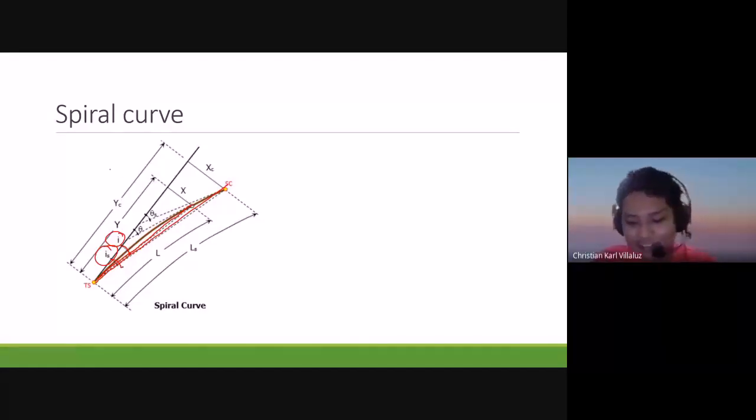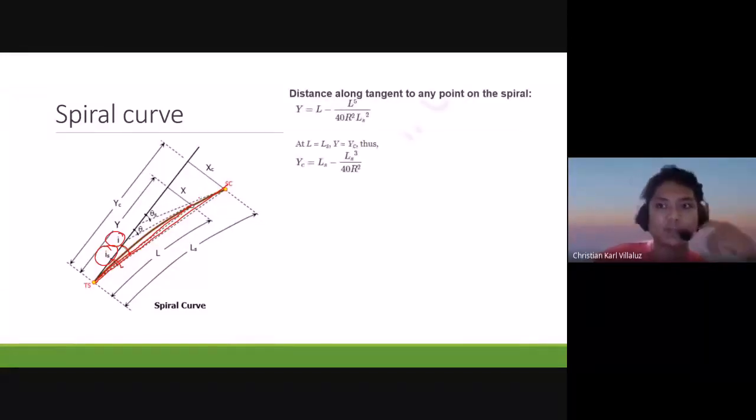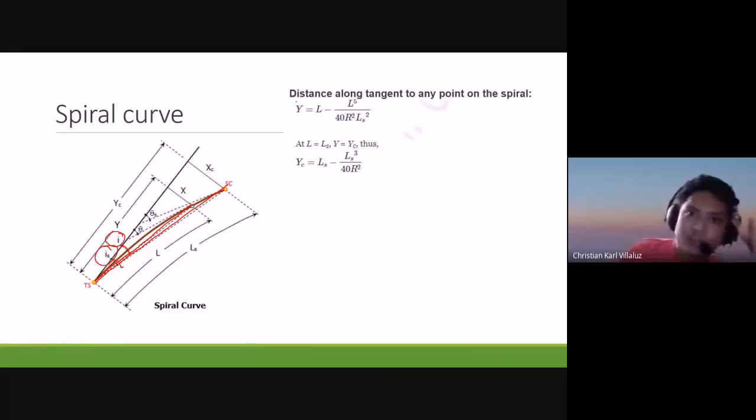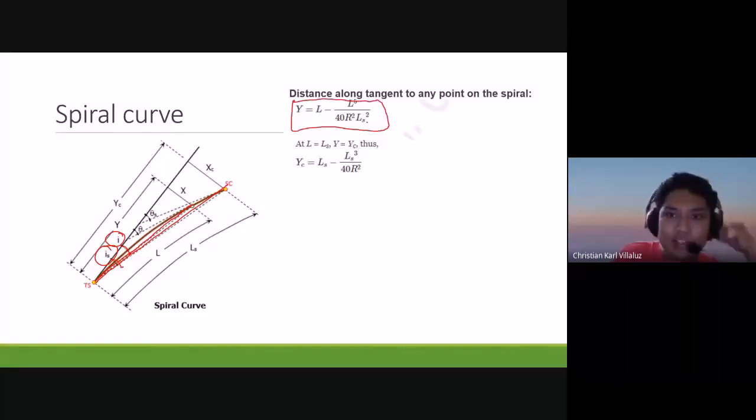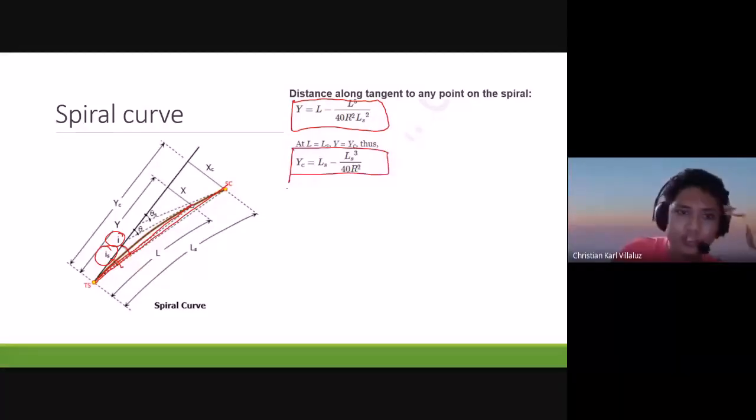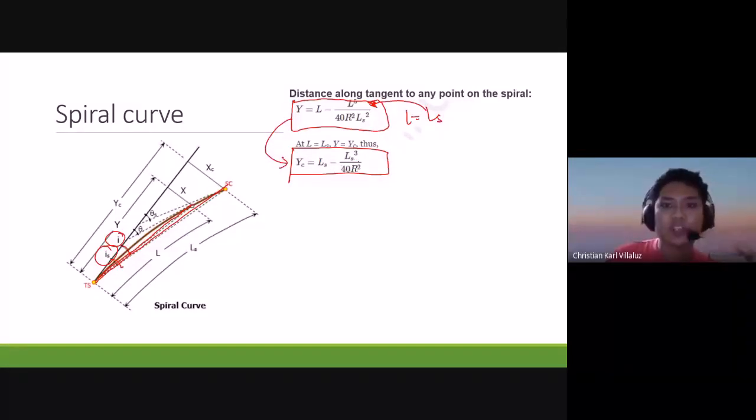So here are the formulas used for spiral curve. For the distance along the tangent at any point, we have L minus L raised to 5 over 40 R squared LS squared. Now, kung pinapahanap naman ay yung YC, just replace L by LS here. And tsaka natin madi-derive itong equation na to, which is LS minus LS cubed over 40 R squared.